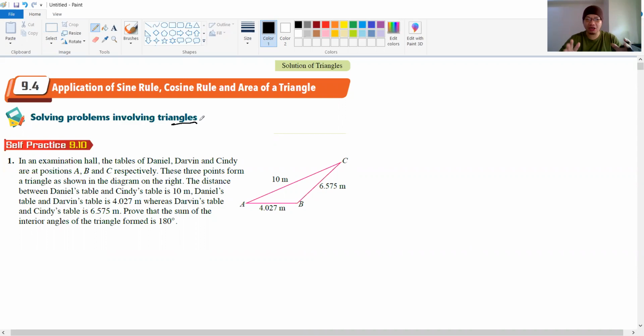Most of the questions in SPM for 9.4 are KBAT questions. It can be a 2D diagram, it can be a 3D diagram, but the most popular nowadays is the 3D diagram. So you need to prepare for both the 2D and the 3D diagram. No choice. So let's look at 9.4 here.